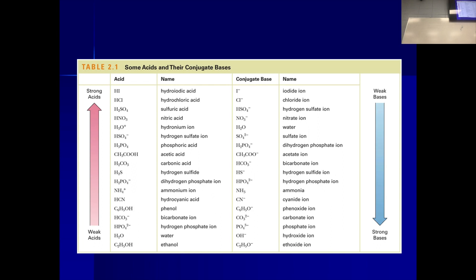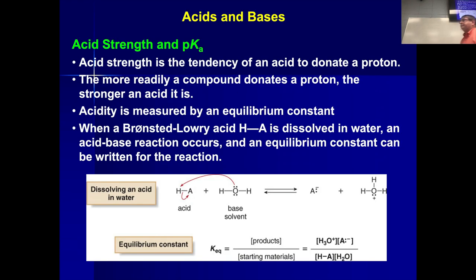So anything that has a weak conjugate base, by definition, is going to be a what? A stronger acid. And anything that has a strong conjugate base, by definition, is going to be a weaker acid. Yeah, very good.